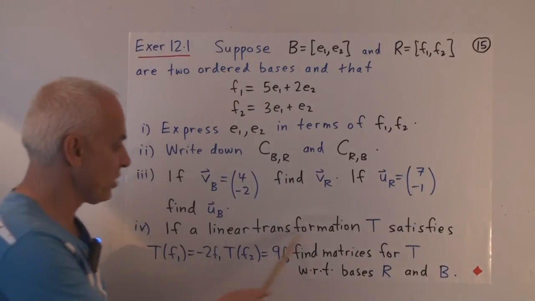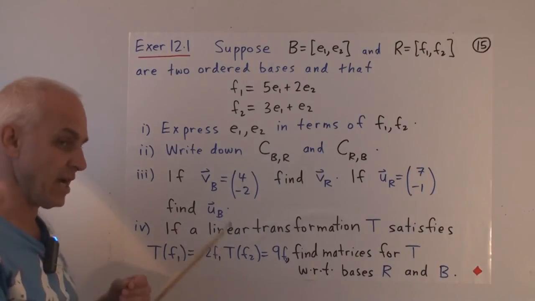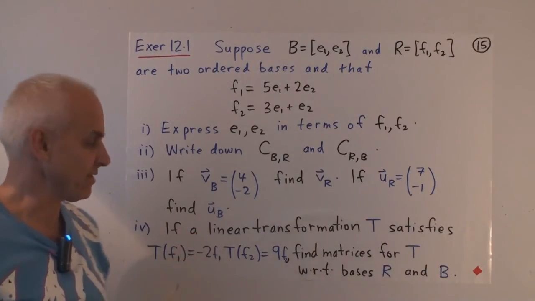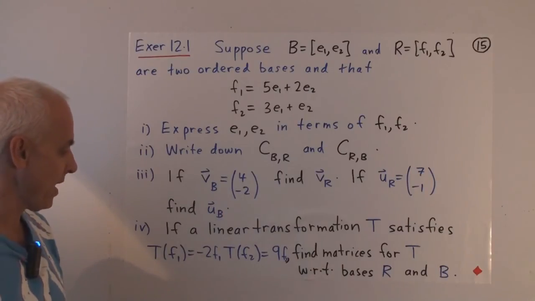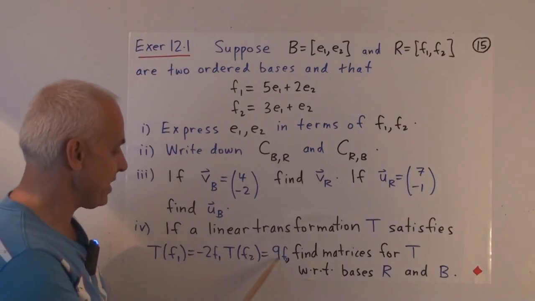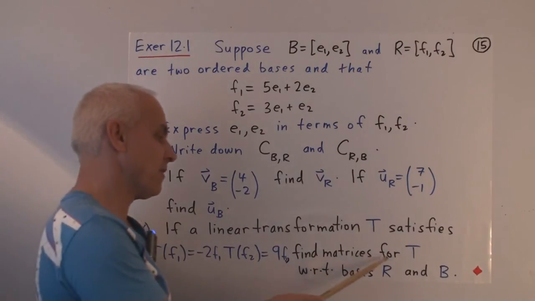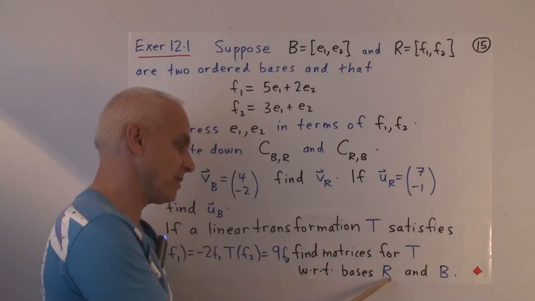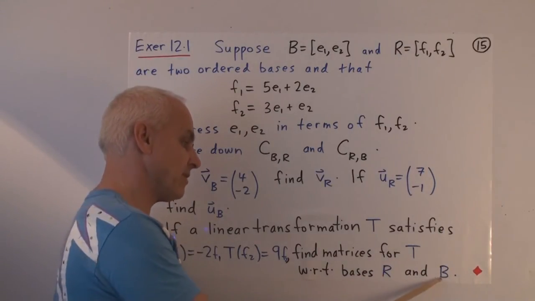And finally, suppose we have a linear transformation T which satisfies that it's diagonal in the R basis. So T of F1 happens to be minus 2 F1, and T of F2 happens to be 9 times F2. So find the matrix for T with respect to the basis R, and also the matrix for T with respect to the basis B.